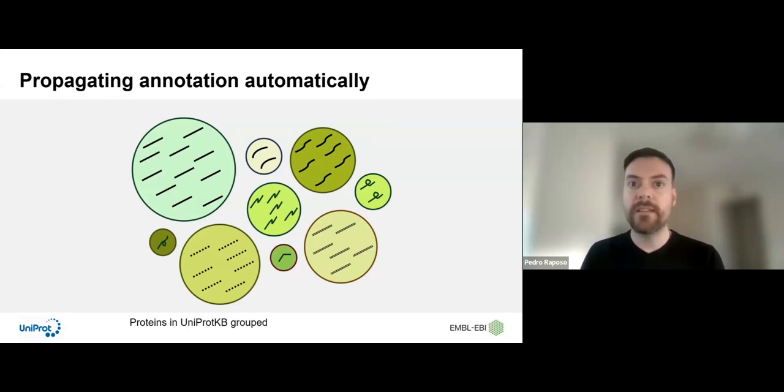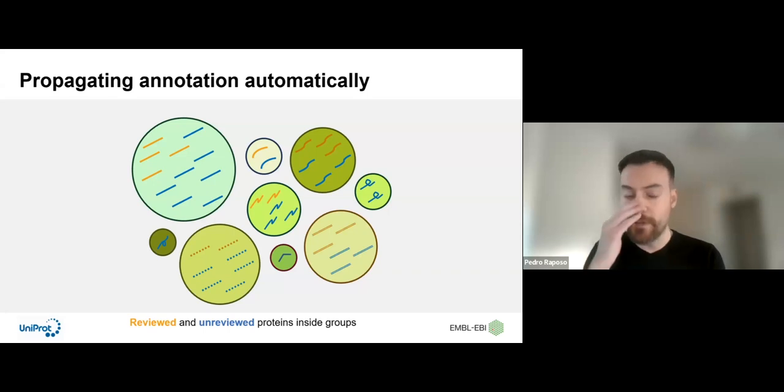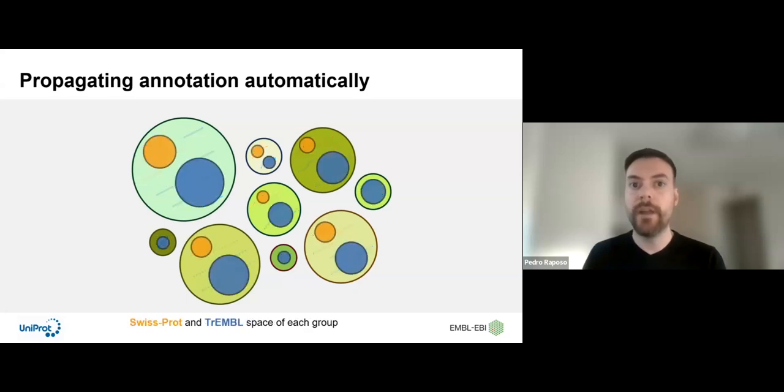Then what we observe is that inside these groups, we have a mix of proteins that have been reviewed and that have been unreviewed. So here on this diagram, we can see the reviewed ones being color-coded by orange, and the unreviewed are the blue proteins. So we can think of this a bit more abstractly, and we can say that each group is composed of a SwissProt space and a TrEMBL space. So a reviewed space and a non-reviewed space.